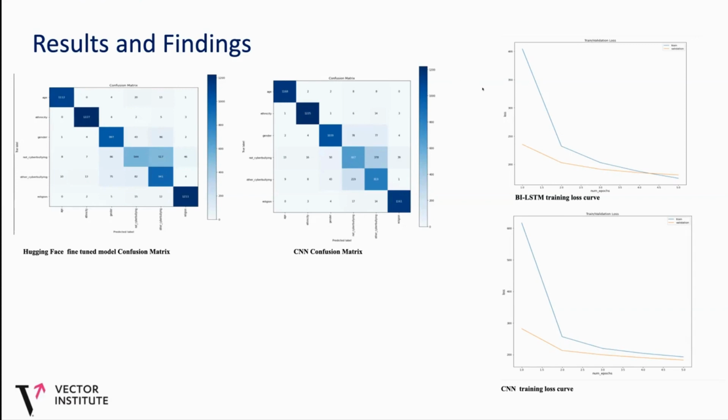On the right-hand side is the training and validation loss curve for the bidirectional LSTM and the CNN. The train validation loss for the CNN shows that the model actually fitted well and there wasn't much overfitting in it. And so does the BI-LSTM training and validation loss, although there is a point where there is an intersection between the training loss and the validation loss.